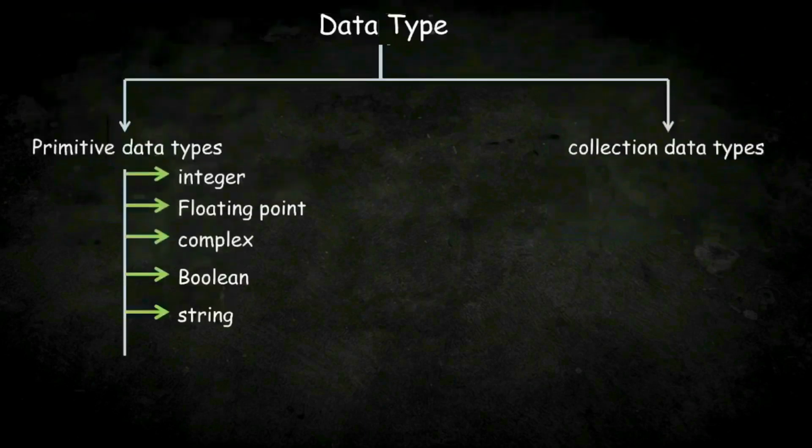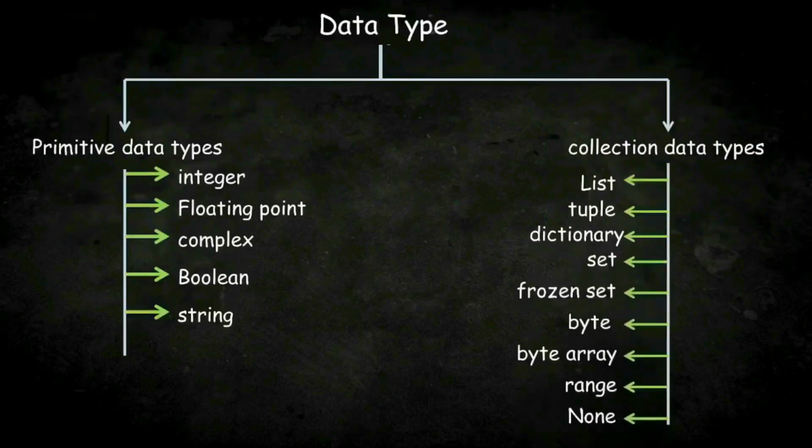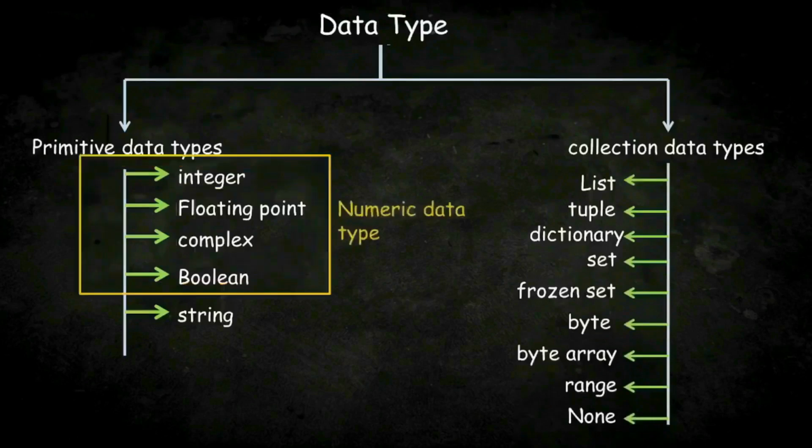So in Python we have total 14 data types, where we have 5 primitive data types and 9 collection data types. In this session we will look at the 4 data types, that are integer, float, complex, and boolean, and these 4 data types are also called numeric data types because they represent the numeric values.